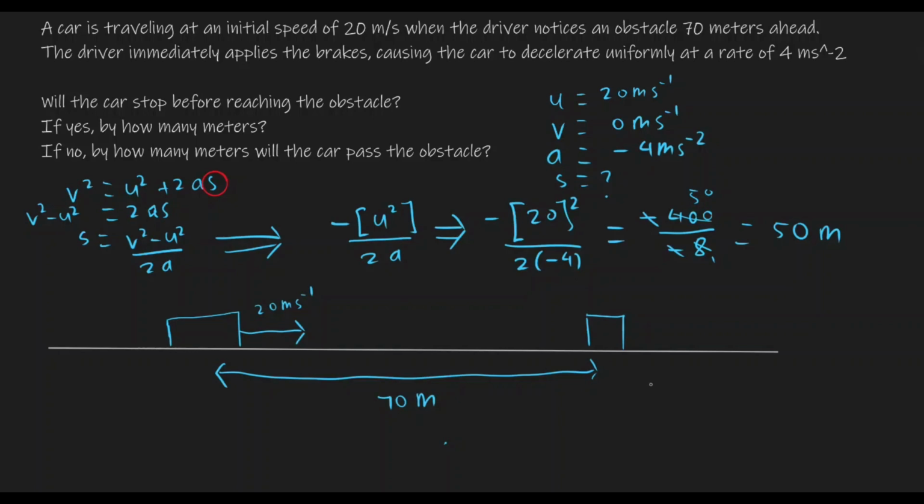Therefore, since 50 is less than 70, our car will stop before the 70 meter mark and we will avoid hitting the obstacle. And 70 minus 50 is equal to 20, so we will have 20 meters remaining. And there you have it, we've solved our question.